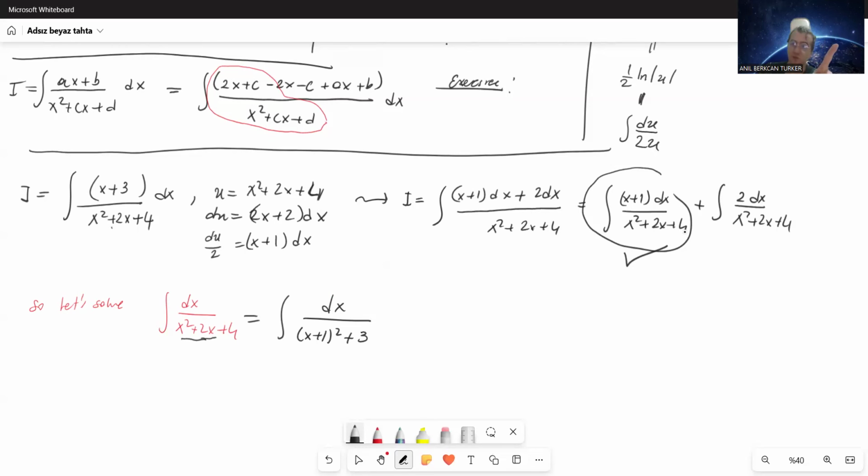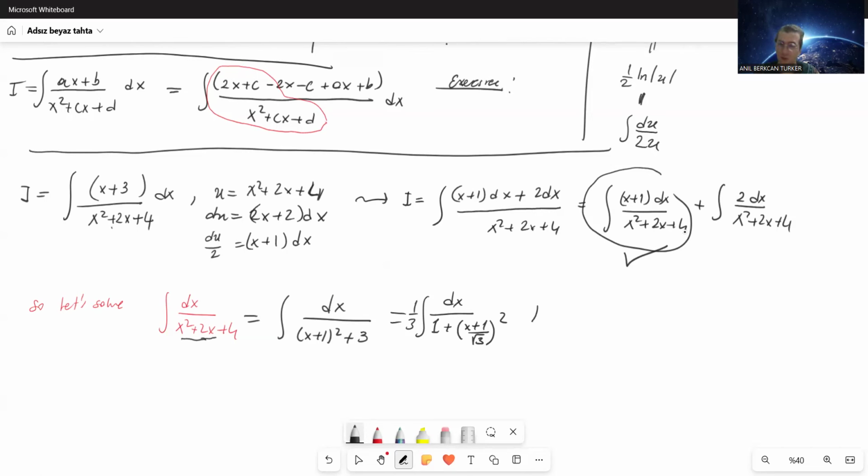Okay, so it will be like 1 over 1 plus x squared or u squared, but in this form it is not good because I need to have 1 here and something squared. So let us take the common parentheses in terms of 3. So it is just 1 over 3 dx over 1 plus (x plus 1 over square root of 3) squared. Okay, this integral is equal to this.